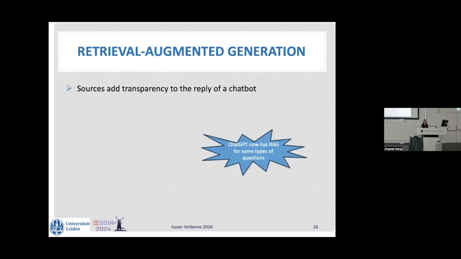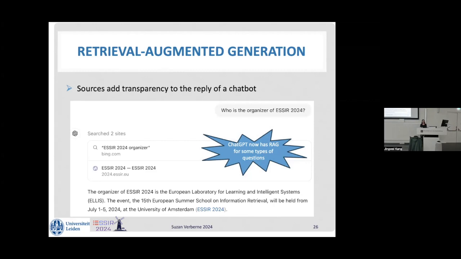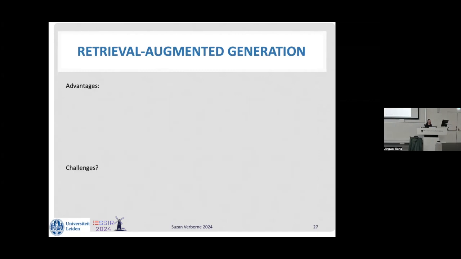So this adds transparency to the reply of the chatbot. And actually, ChatGPT now has RAG for some types of questions. If you ask it to write a biography of a non-famous person, it first retrieves information about that person from the web and then generates the biography. That's quite nice. Also when I tried asking who's the organizer of ESSIR 2024, it performs retrieval. It enters this query, and then it retrieves the website of ESSIR. To be honest, I was surprised with the answer. So is this actually true, Mohammed? Is Alice the organizer? Yes. Okay, I didn't know. But at least now I can click here and check to see if the answer is correct. So I think this is very valuable.